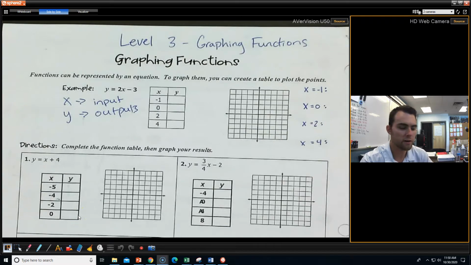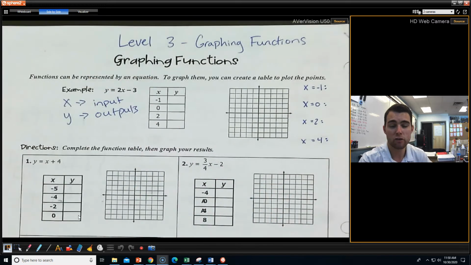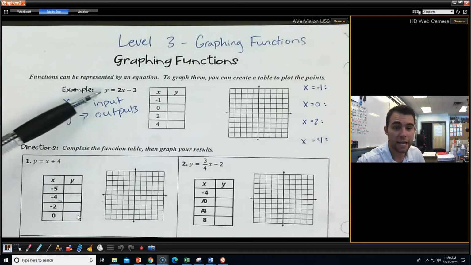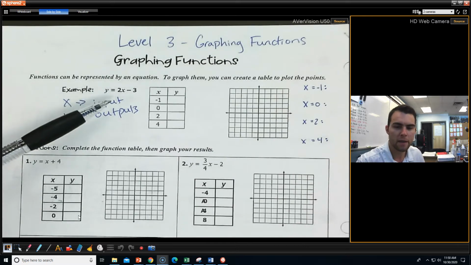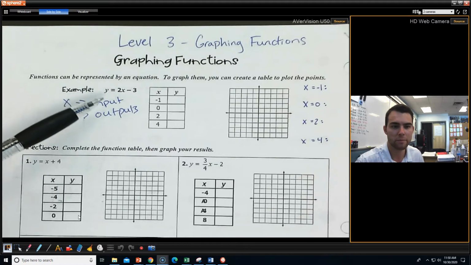Mr. Knight here, and we are on the last page of our note sheet from last week. This is level 3, graphing functions. We've been evaluating functions where we have f of x equals 2x minus 3, but for graphing purposes, we're just going to leave it as y equals 2x minus 3, and they're really the same thing, okay?